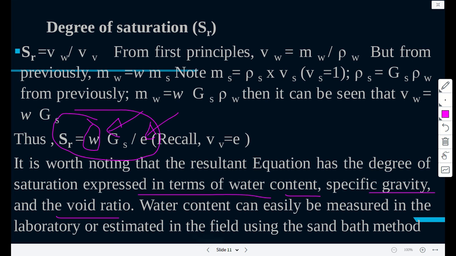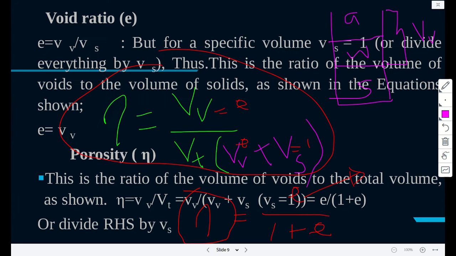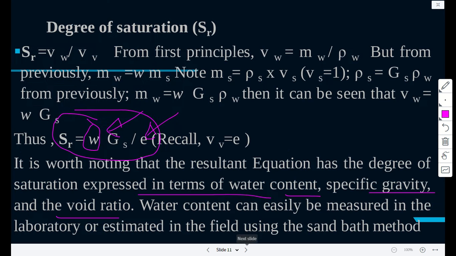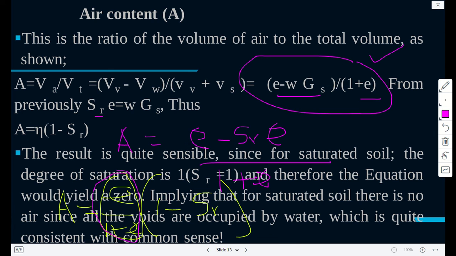Well, okay, let me check. Yeah, correct. Sorry. Yes, you're correct. That's porosity. So A. Anyway, this is what we're trying to derive here. See, it's very simple, right?